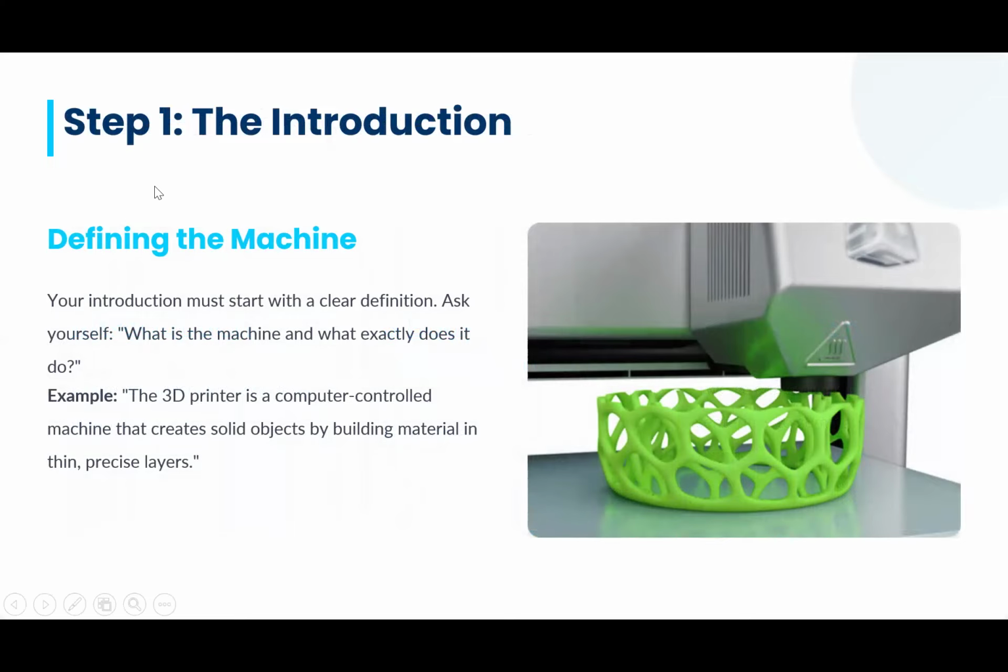Step 1. The introduction. Defining the machine. Your introduction must start with a clear definition. Ask yourself, what is the machine and what exactly does it do? For example, we can start by saying, the 3D printer is a computer-controlled machine that creates solid objects by building material in thin, precise layers. So this is a good introduction because it identifies the machine and what it does.